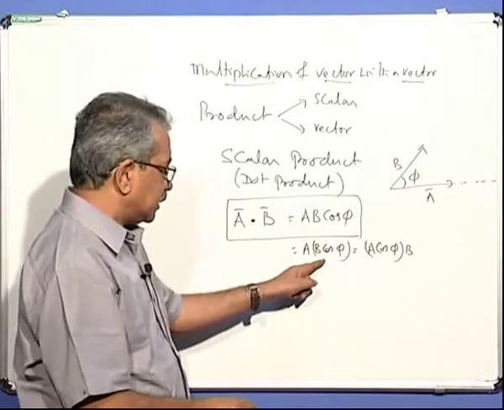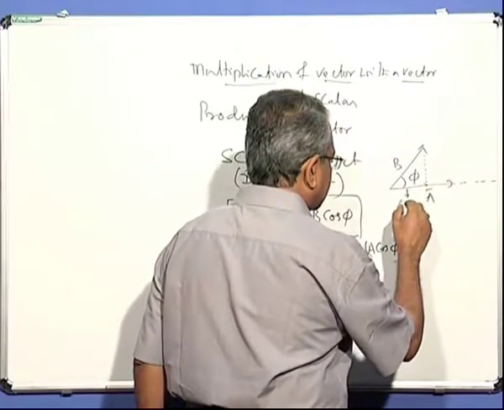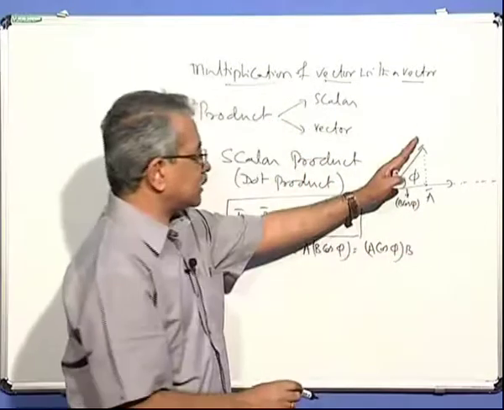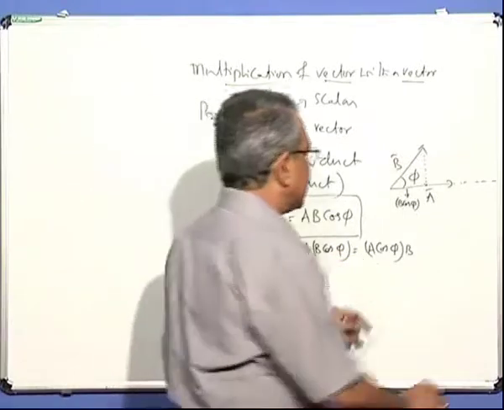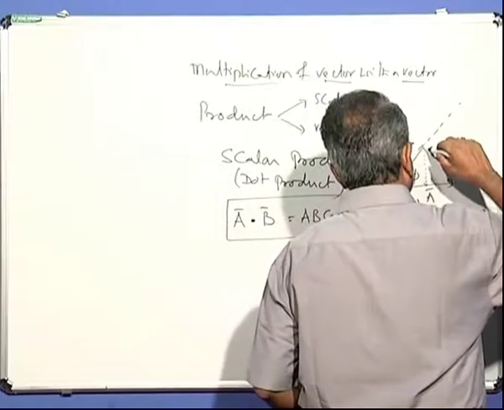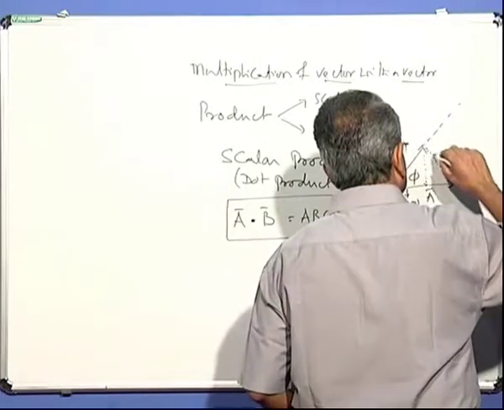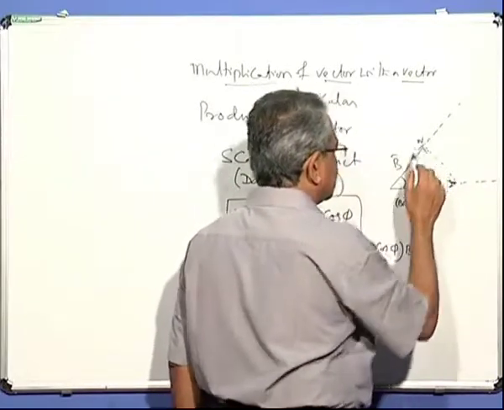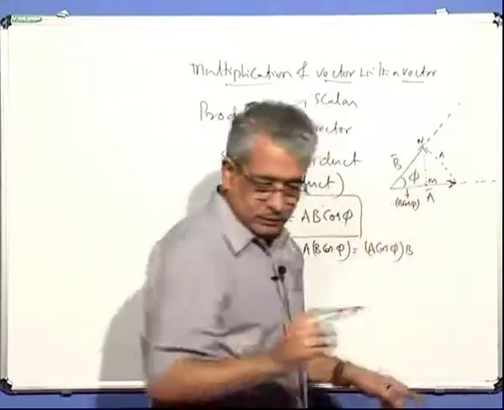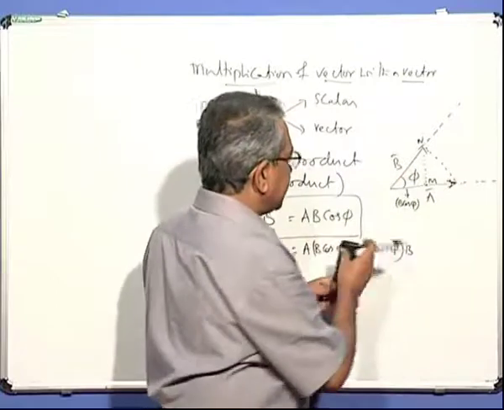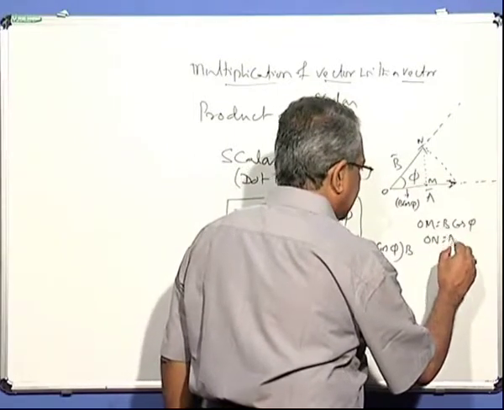So, B cos phi means, you can see, if you draw a line perpendicular here, this will be B cos phi, the component of that vector in this direction. Similarly, if you take A cos phi, so if you call this M, this N, and this is A, and in that direction, if you call this O, O M is B cos phi. Similarly, O N is A cos phi.